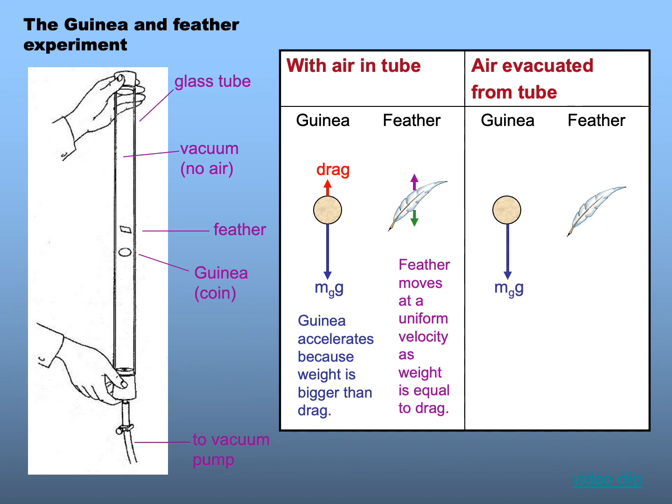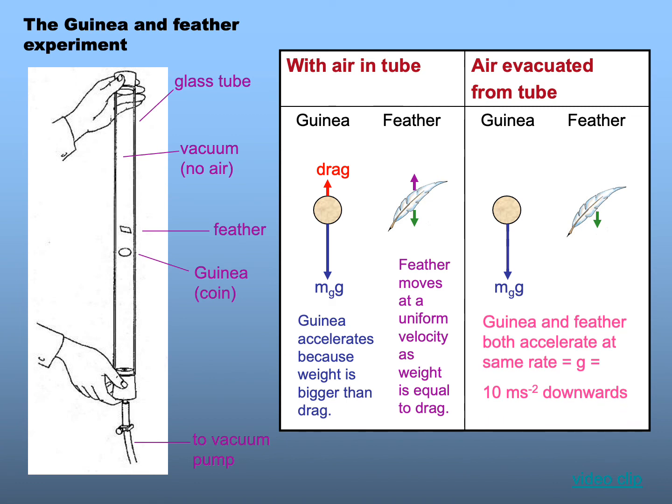When you take the air out of the tube, there can be no drag now, so the guinea has its weight force and the feather has its weight force. No air resistance. All bodies accelerate uniformly under gravity if there's no air resistance. So they both accelerate at g, technically 9.8, but approximately 10 meters per second squared. And there we are, the guinea and feather experiment.